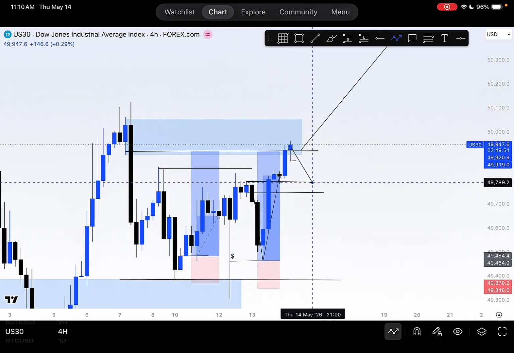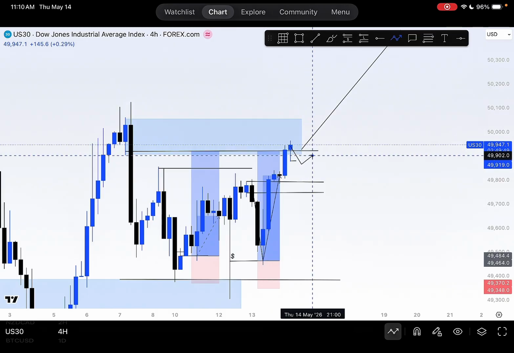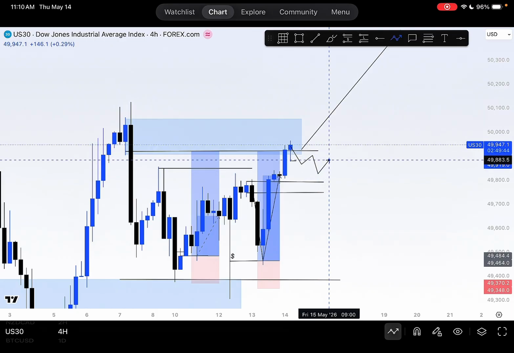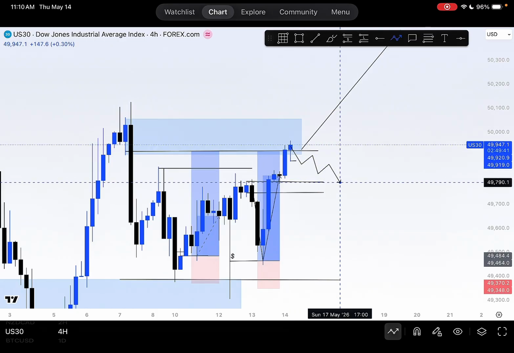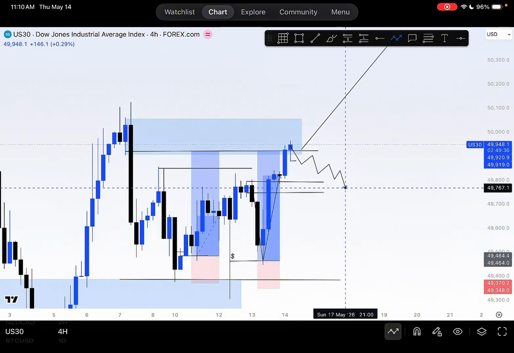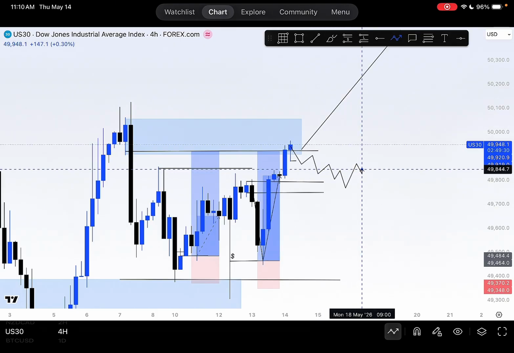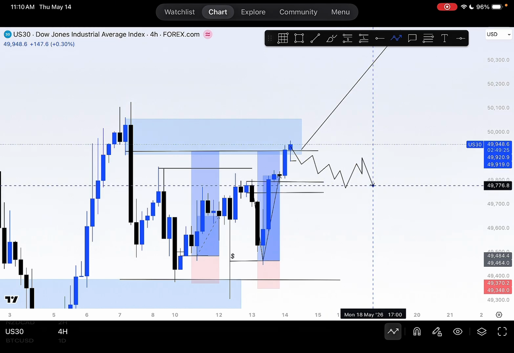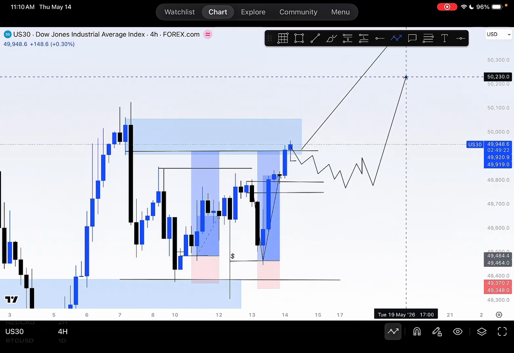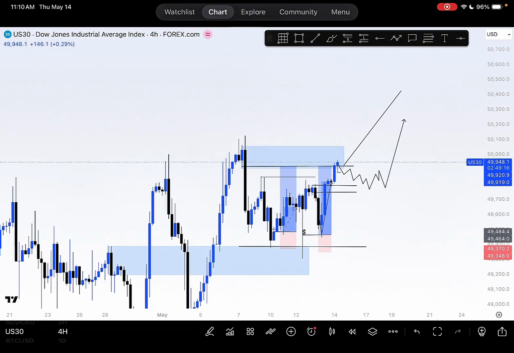Tap this zone, come down like this, come down like this, come down like this, tap that zone, give us our MSS, inducement, clear the candle that caused the MSS, tap from either the order block and buy, because clearly we are on an uptrend from daily.